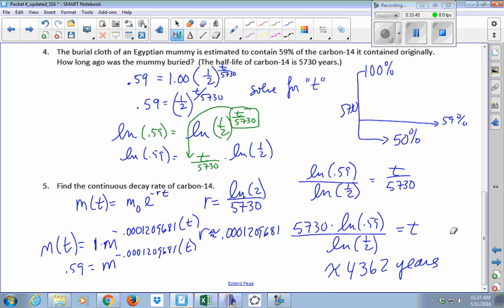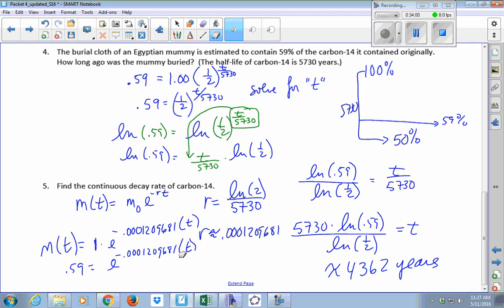Okay. Is half-life always 5,000? Oh, wait a minute. I made a mistake and nobody noticed. This is supposed to be E here. E to that number. Go ahead, Mahendra.